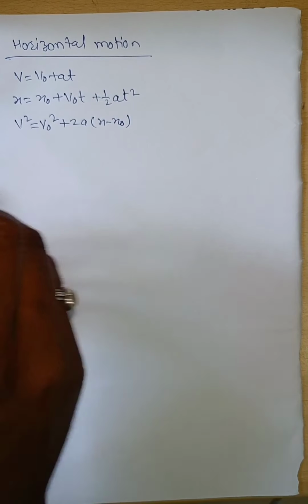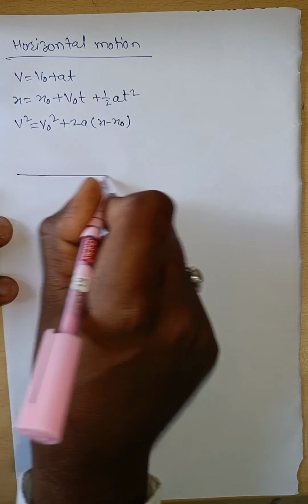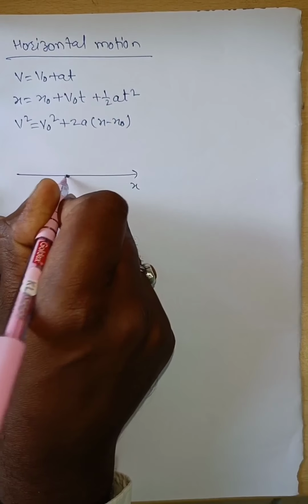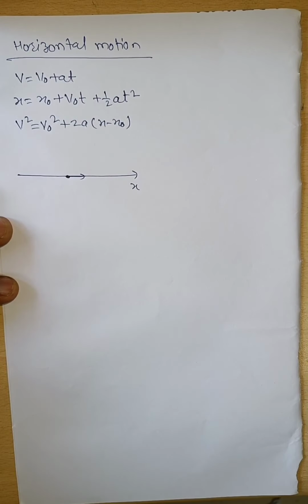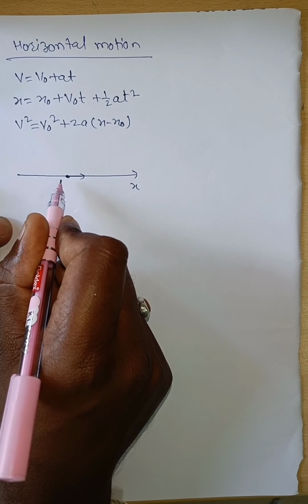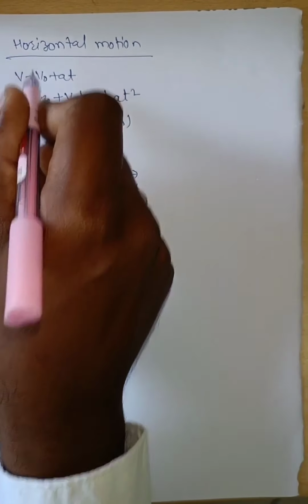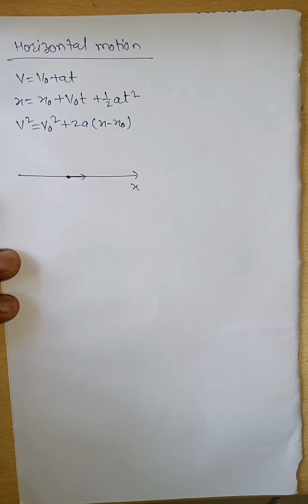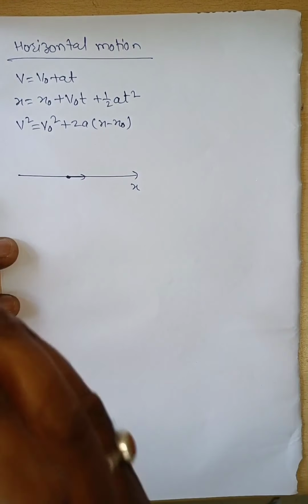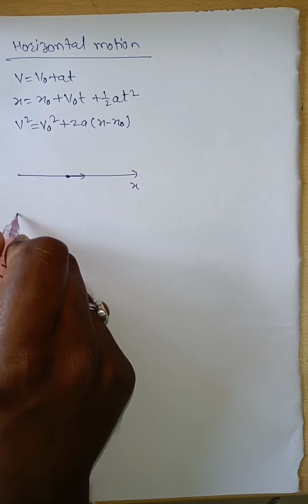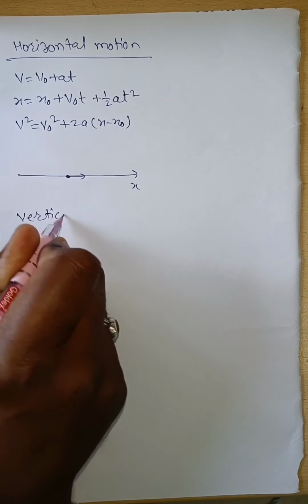Horizontal motion means motion along the x axis. This kind of motion is known as horizontal motion. Means the objects can be moved along the x axis, then these are the equations of motion or kinematic equations. Now if the motions are along a vertical direction, then that is vertical motion.